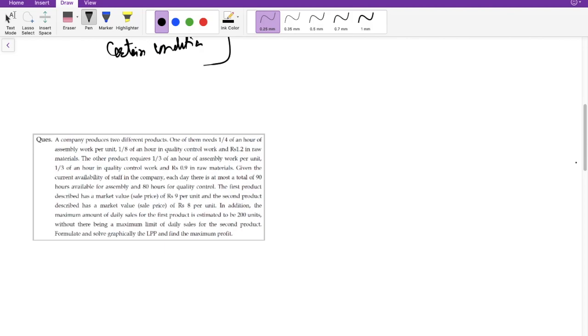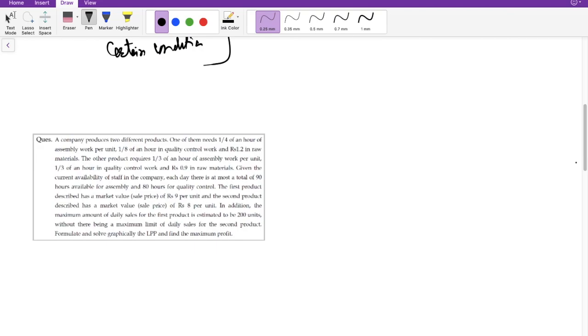It's a prediction type of problem. If you just look at this, or rather I'll suggest you take a screenshot of this particular problem, so that when I solve it, you can relate it with your problem. In this, a company is producing two different types of products. So it's a product manufacturing unit. One product needs 1/4 of an hour of assembly work per unit, and another product needs 1/8 of an hour in quality control work.